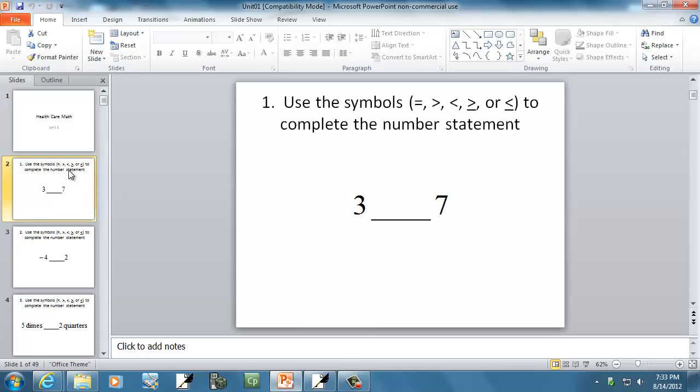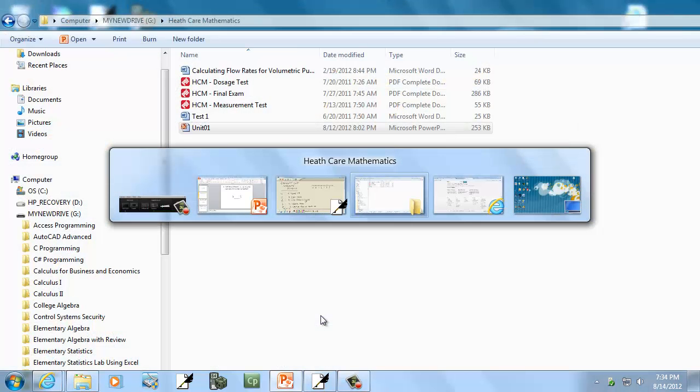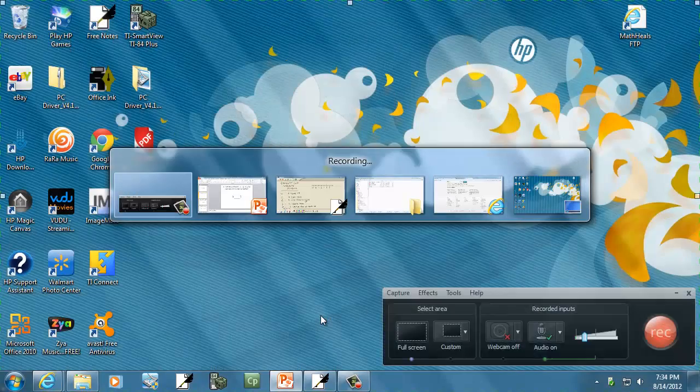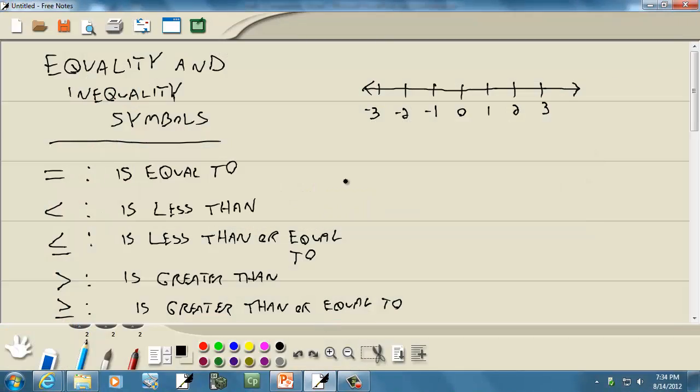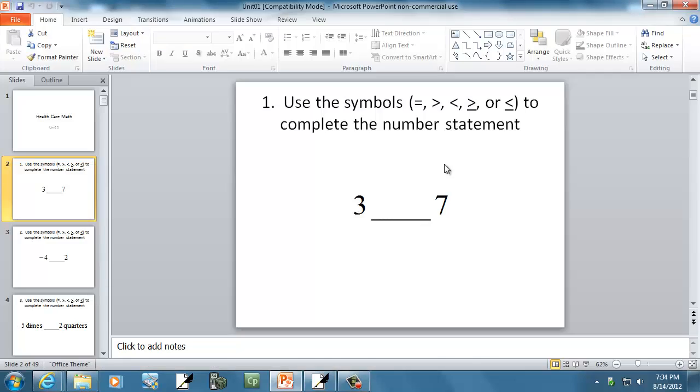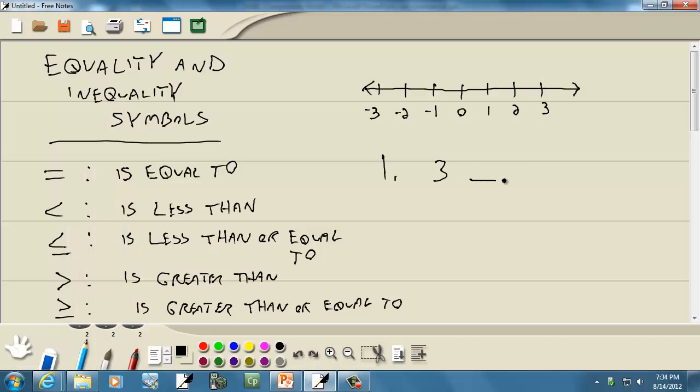Let's take a look at our first problem. It says use the symbols equal to, greater than, less than, greater than or equal to, or less than or equal to to complete the number statement. Okay, so we got 3 blank 7. Well, 3 is obviously less than 7, so our answer would be less than. Not less than or equal to, just less than.